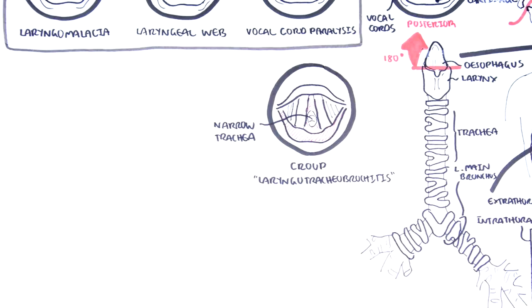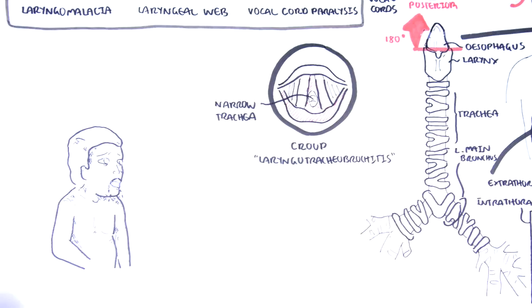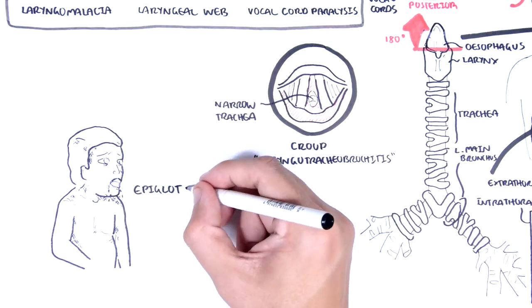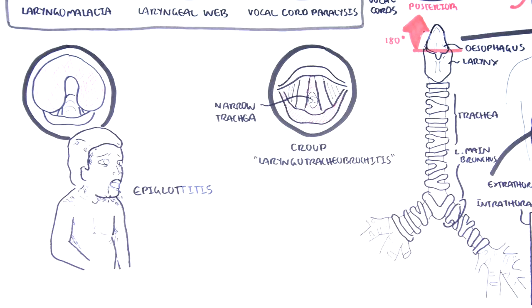Croup is slightly more common in males and is usually preceded by an upper respiratory tract infection, which evolves into a barking cough, inspiratory stridor, and hoarseness due to inflammation of the vocal cords. Like anaphylaxis, epiglottitis is a medical emergency. Epiglottitis is mainly caused by Haemophilus influenzae type B. Its incidence has decreased thanks to vaccination.